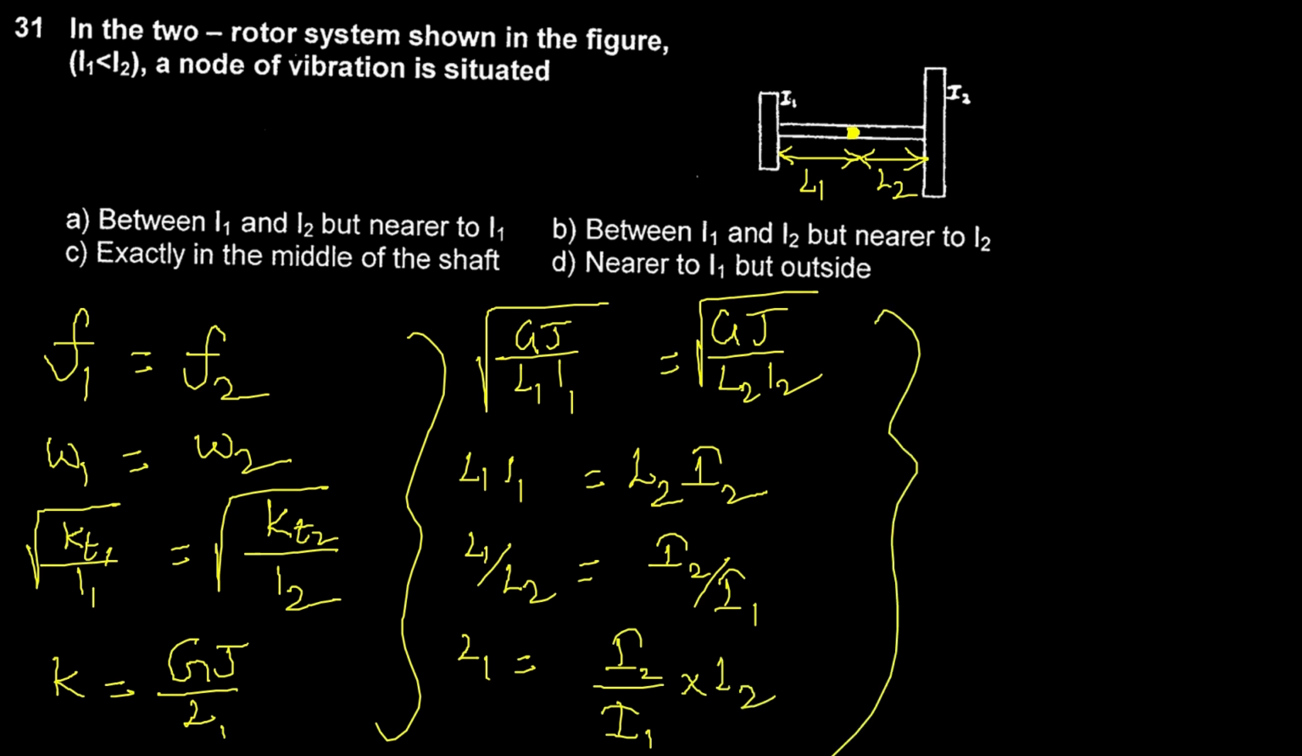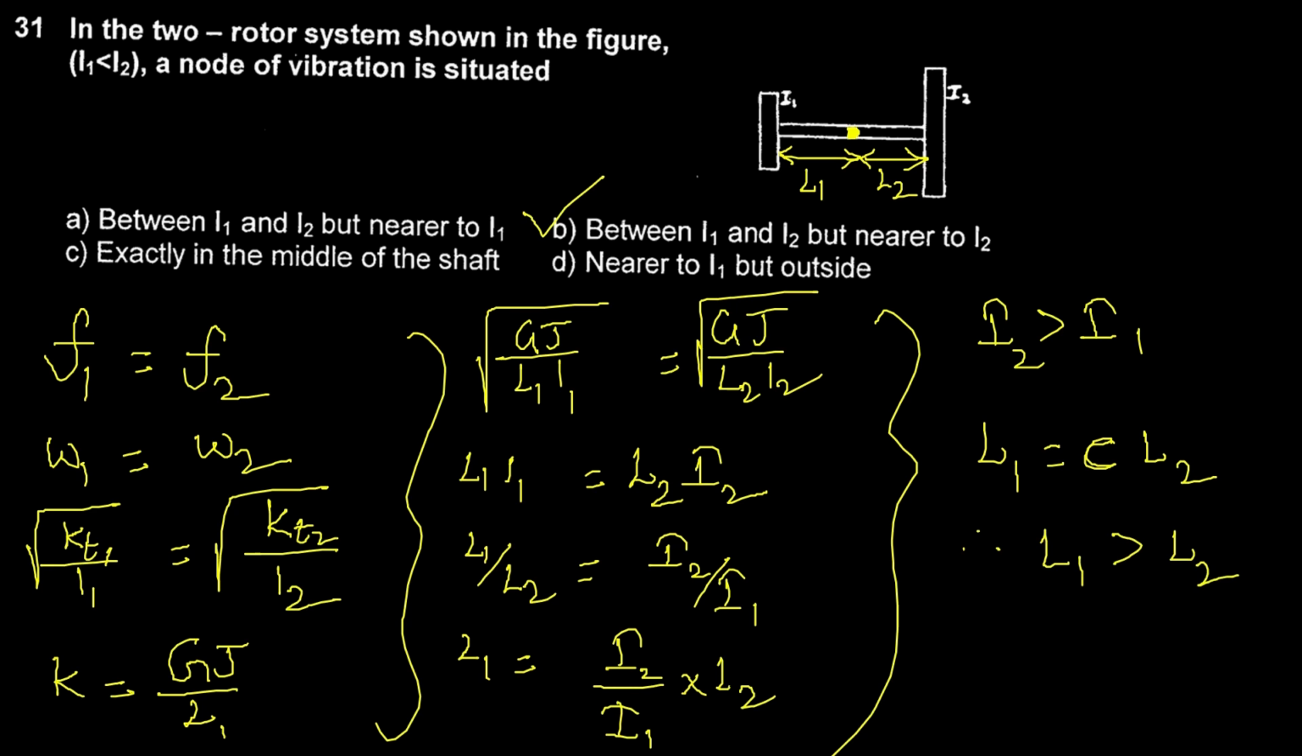We know I2 is greater than I1, therefore L1 equals some constant C, which is greater than 1, times L2. Therefore, we can clearly say that L1 is greater than L2. So, the correct answer is option B. The node is located in between I1 and I2, but nearer to I2 because L2 is smaller than L1. So, option B is the correct one.